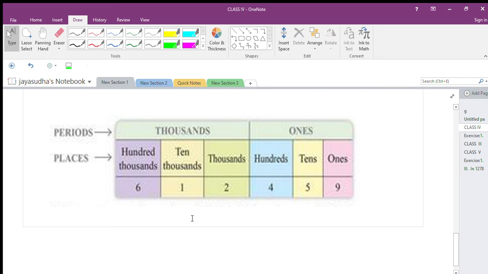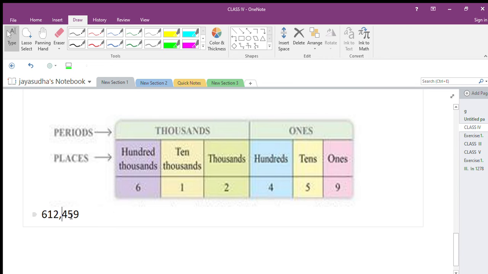Now listen, this number 6, 1, 2, 4, 5, 9. You want to put a comma. Once period how many places? 3 places. So you put a comma before the last 3 digits. Here the thousands period has 3 place values, so 1, 2, 3. These 3 are the thousands period. There are no commas between the 2 digits before, because that is the Indian system. In the international system, every period has 3 place values.